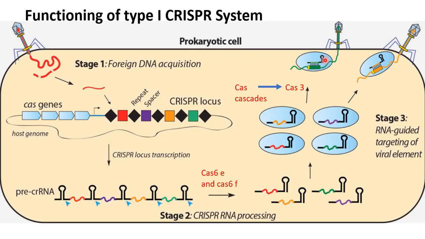So here we will understand how the CRISPR type 1 system works. Let's say this is the bacteriophage virus, and this is the viral genetic material. It is attacking the bacteria. Then, because of these Cas genes, which have integrase and nuclease activity, they will cut the DNA, and that DNA is going to be integrated in between these repeats.